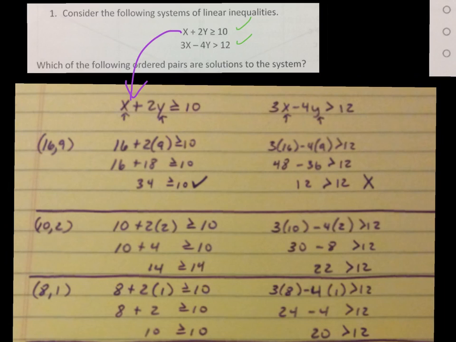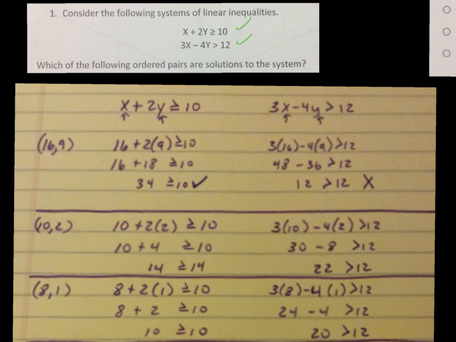So I first started out with this one right here, and then x plus 2y is greater than or equal to 10. And then I wrote 3x minus 4y is greater than 12 right here. Now what I'm going to do is, because each coordinate point is x comma y, I'm going to replace each x, y with the coordinate point. So in number 1, 16 and 9. In number 2, I'm going to replace it with 10 and 2, 8 and 1, and so on and so forth.